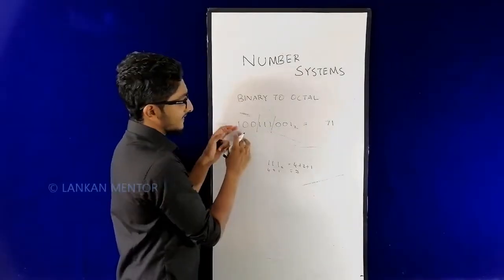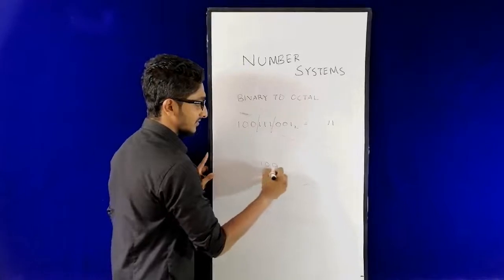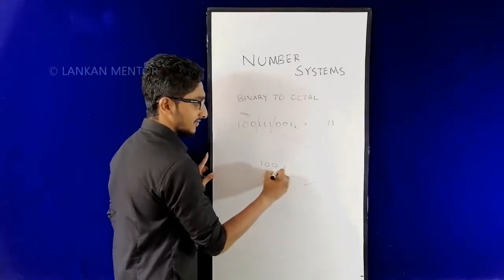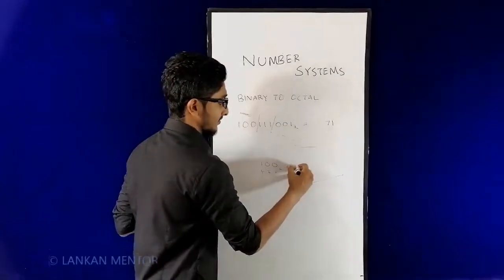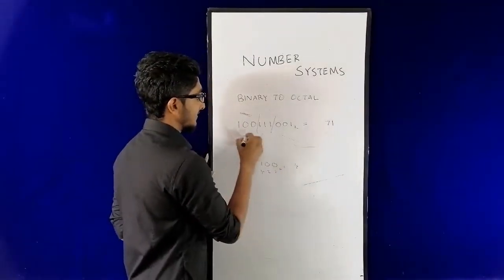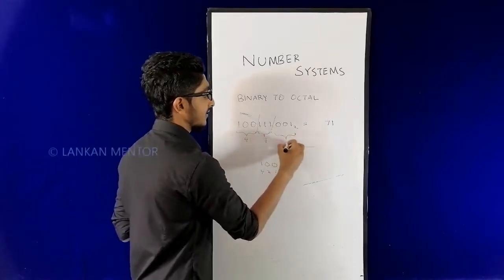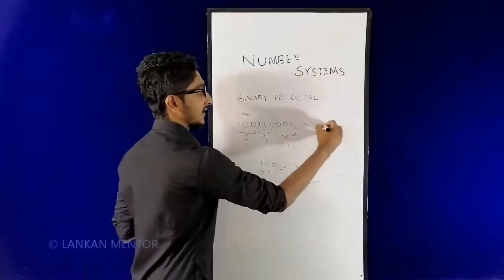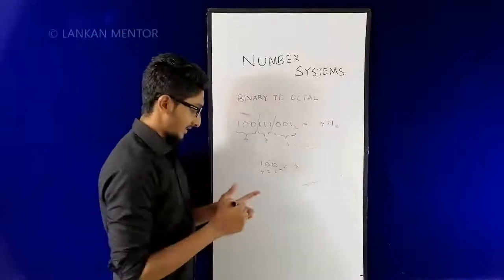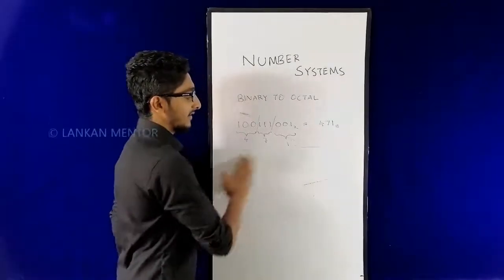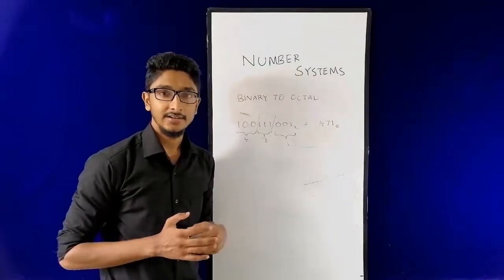And 1, 0, 0. Again 1, 0, 0 base 2. So it comes out as 1, 2, 4, you only have 4 here. So 4, and see, this is 4, this is 7, this is 1. So it is 471 base 8. This is how you convert a binary number to octal easily.